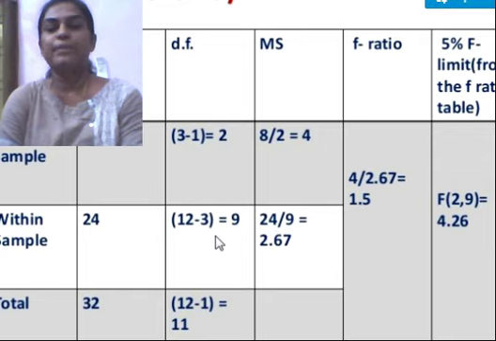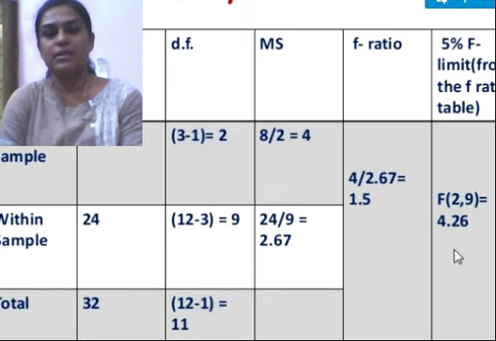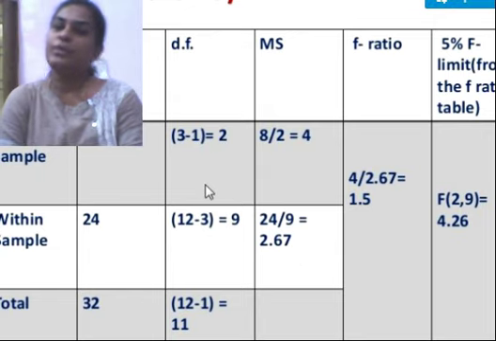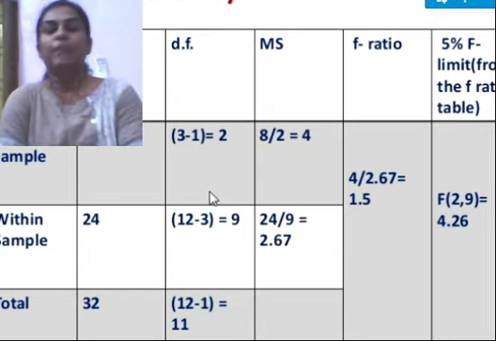Within the samples, it is 12 minus 3. For the total, we observe 12 minus 1, that is 11. So the calculation part is like this, and the F ratio is this one. Significance is also tested here. This is the simple way of calculating ANOVA, either manually or by using Excel.